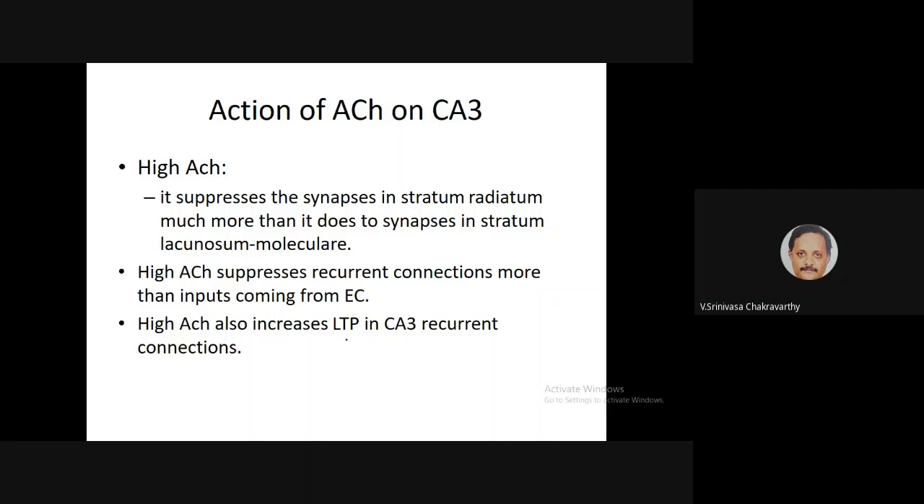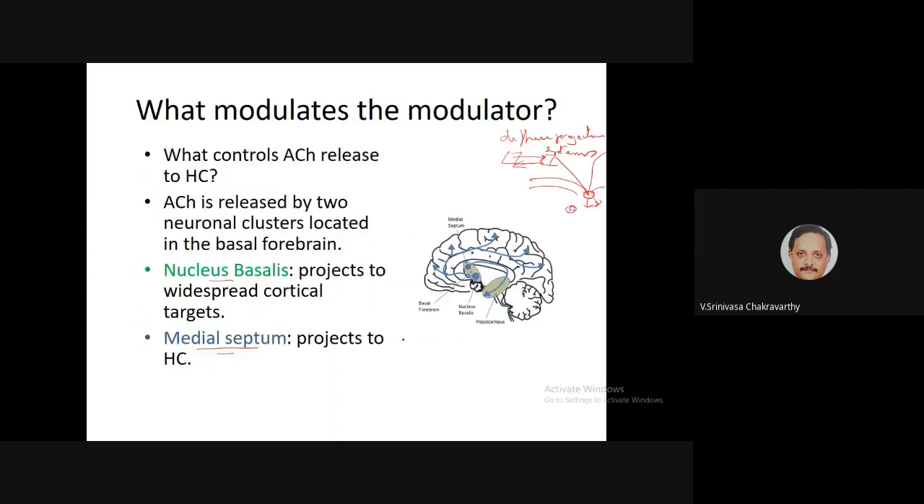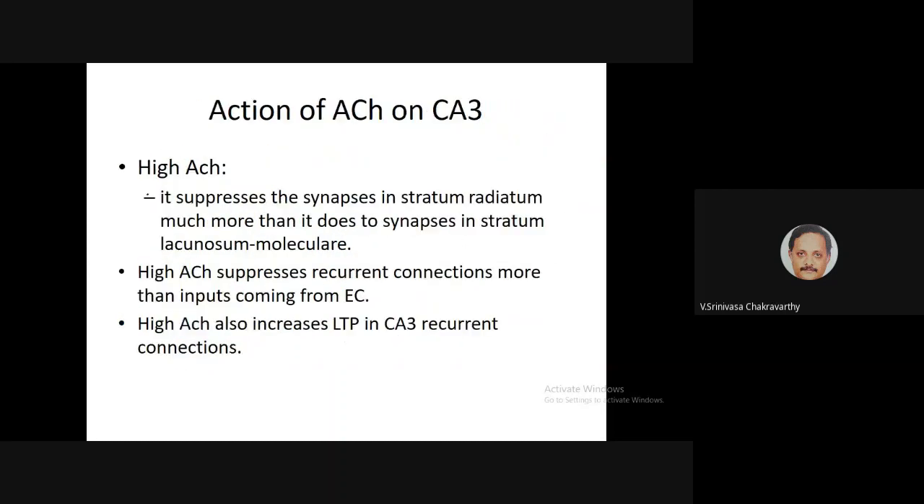which we know from all the LTP studies on the CA3 recurrent connections. And obviously under low ACH conditions, the opposite things take place. So I don't have to state that.